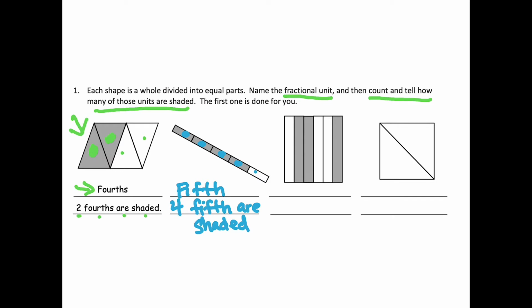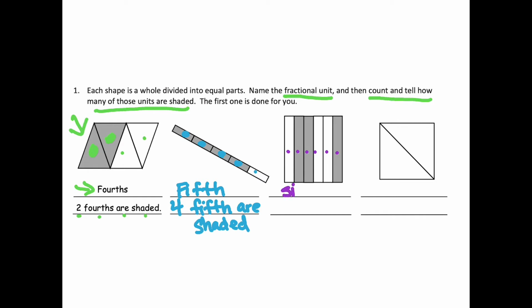All right, let's go to the next one. And if you need to see that again, rewind the video and watch it again. But we got 2 more. So here we have, let's count up how many units we have. How many equal parts do we have in this one? So I'm going to change my color here. I have 1, 2, 3, 4, 5, 6 equal parts. So if I have 6 parts, what's my fractional unit?